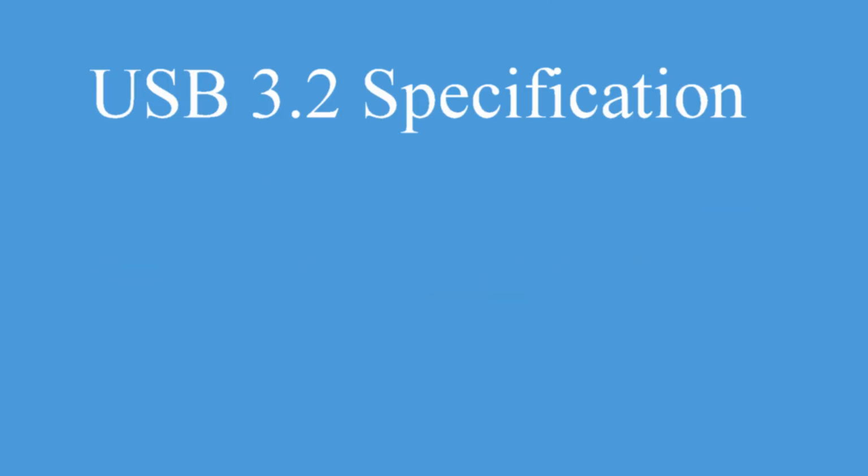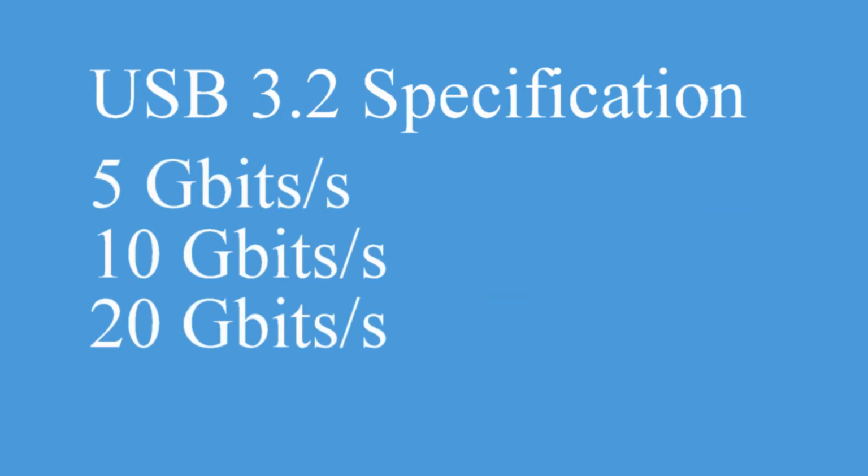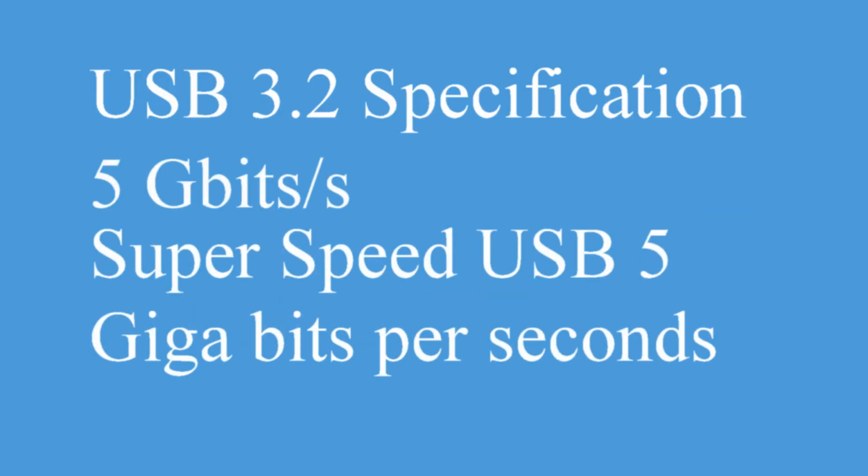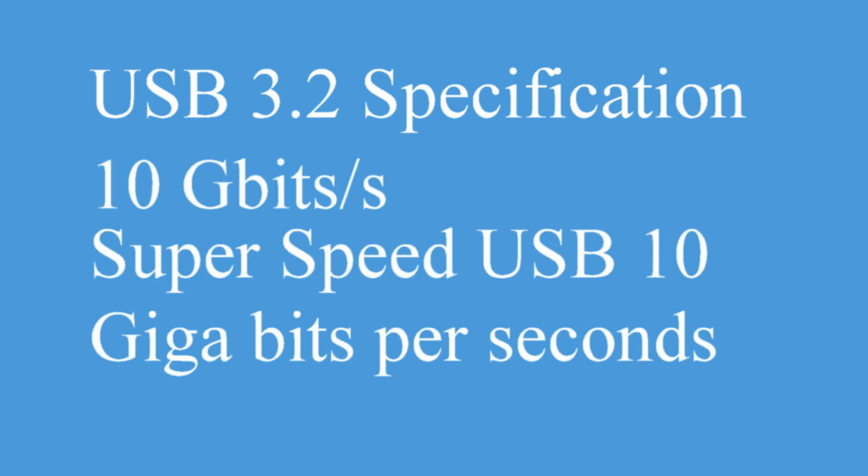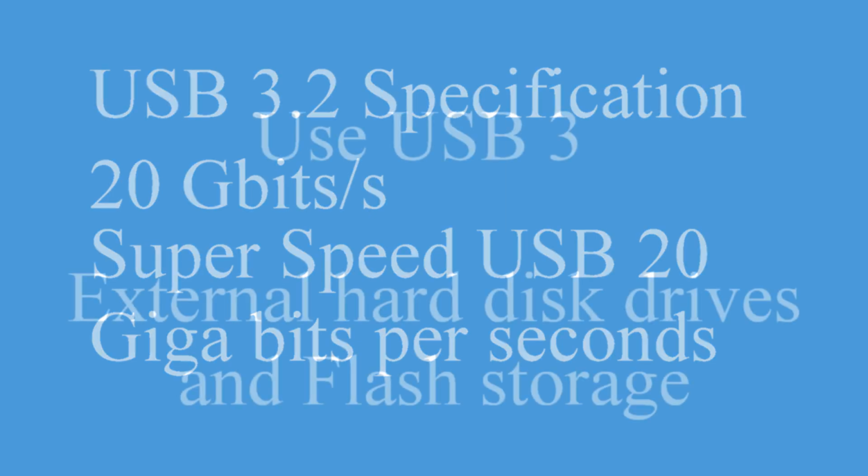The 3.2 specification recommended branding the 5, 10 and 20 gigabits per second capabilities as SuperSpeed USB 5 gigabits per second, SuperSpeed USB 10 gigabits per second, and SuperSpeed USB 20 gigabits per second, respectively.